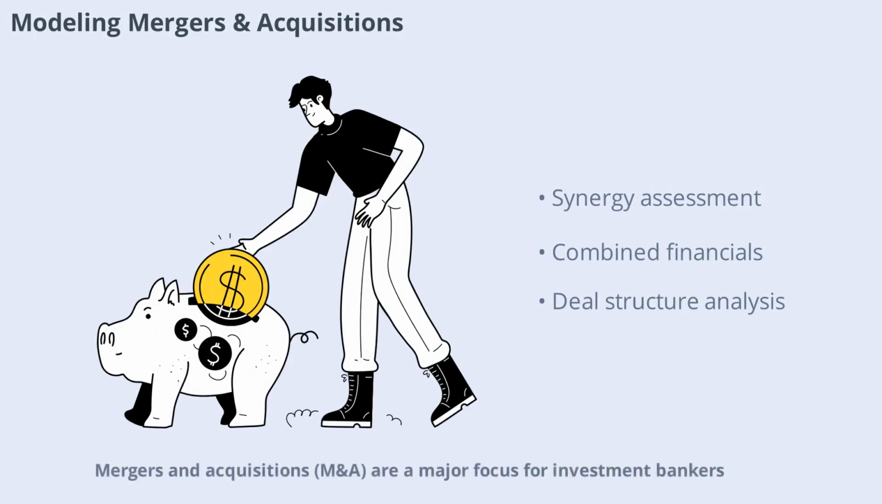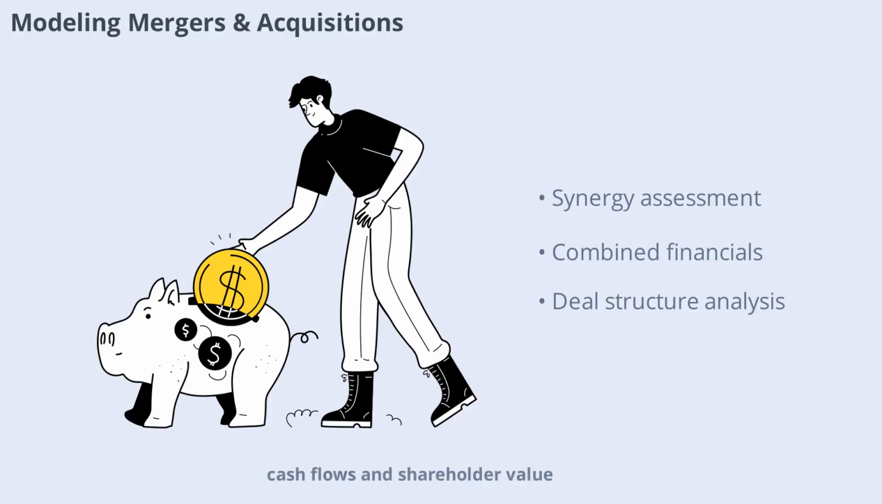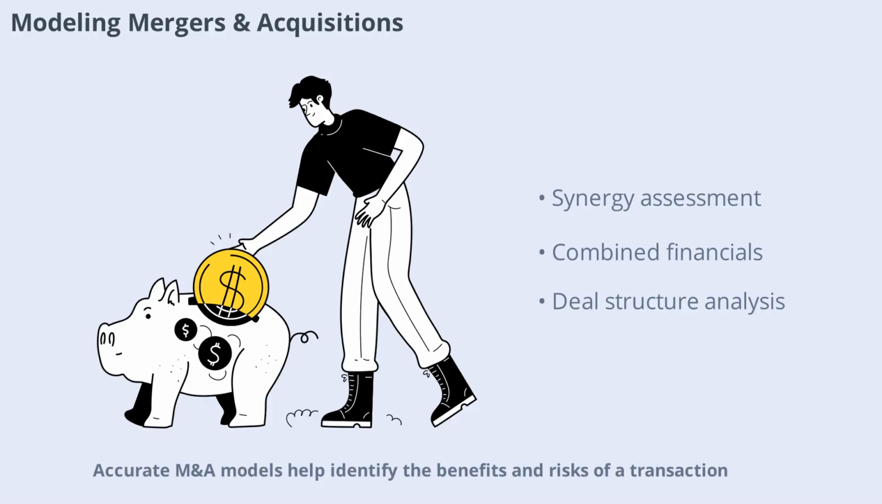Mergers and acquisitions (M&A) are a major focus for investment bankers. Financial modeling in M&A involves projecting the combined financials of two companies, assessing synergies and analyzing deal structures. Bankers must evaluate the impact on earnings, cash flows, and shareholder value. Accurate M&A models help identify the benefits and risks of a transaction, guiding negotiations and decision-making.